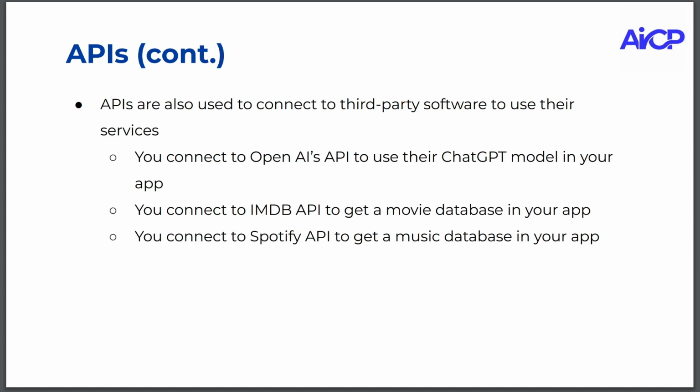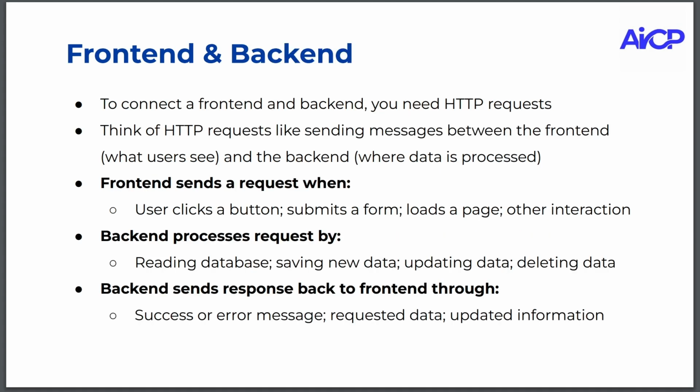So moving on here, APIs are also used to connect to third-party software to use their services. This is only if you plan on using third-party APIs, but if you want to connect to OpenAI's API to use their ChatGPT model in your app, which is what all AI apps do, you would use their API. You can connect to IMDb's API to get a movie database in your app. And you can also connect to Spotify's API to get a music database in your application. But moving on here, let's just focus on strictly front end to back end.